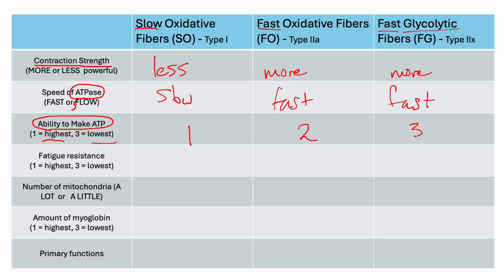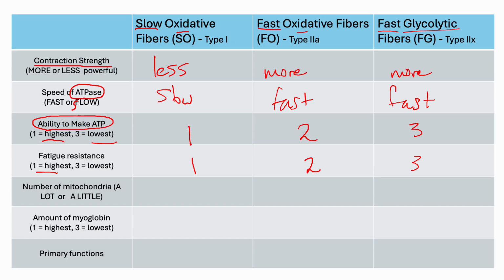All right, fatigue resistance. Number one would be those that have the highest resistance to fatigue, the ones that are not as fatigable. So think about that. It makes sense that the slow ones may be slower. However, part of the benefit is they don't fatigue as quickly. So again, we're going to have these go in order. Our oxidative fibers that can create more ATP are going to be less likely to fatigue, whereas the glycolytic fibers make ATP quickly, but they're going to fatigue.